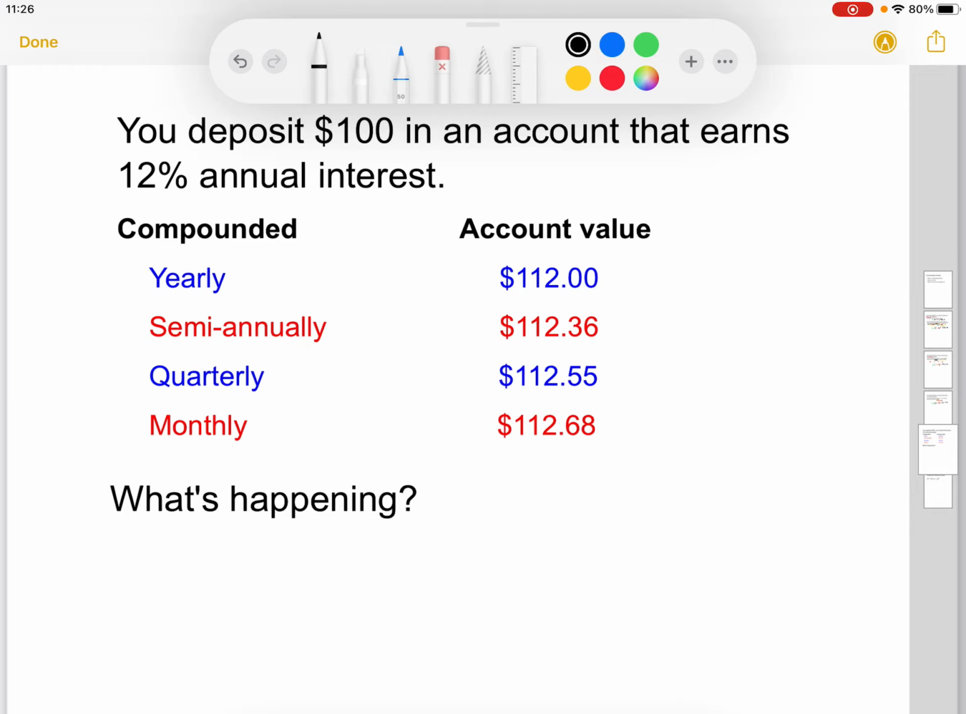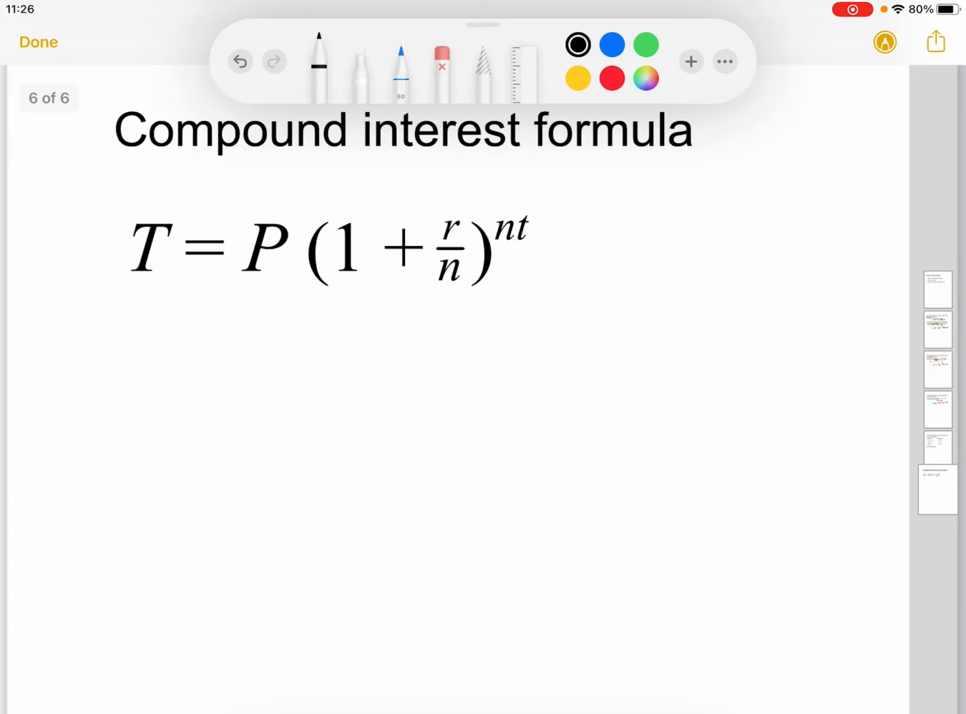Now, reasonably, you could ask, well, can I keep increasing the number of times I compound? And the answer to that is going to be yes, we can keep increasing the number of times we compound. But before we test that out, I want to give you the compound interest formula.